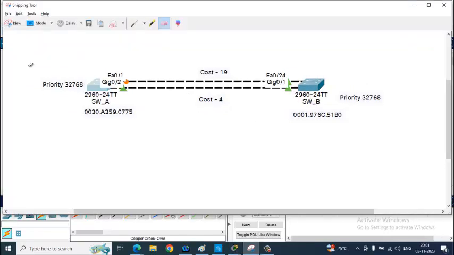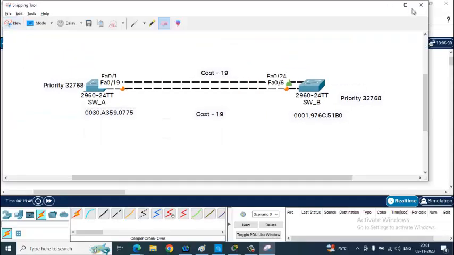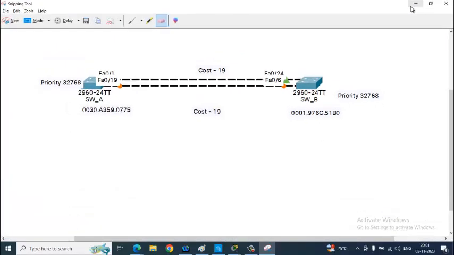Now, you know very well that this is going to be the root port, root switch. And this will be what? Forwarding, right now. Designated to forwarding. Both the ports will be designated to forwarding.